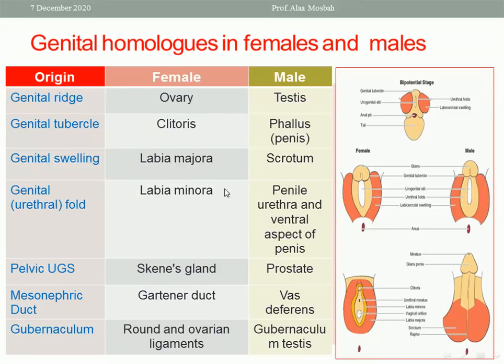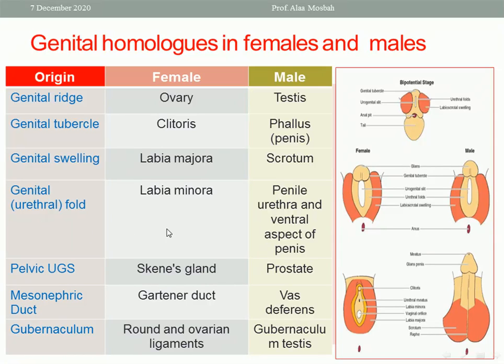Please look at this table to see the origin of the genital tract in the female and its homologue in the male. The genital ridge will form the ovary in the female and the testis in the male. The genital tubercle will form the clitoris in the female and the penis in the male. The genital swelling will form the labia majora in the female and the scrotum in the male.